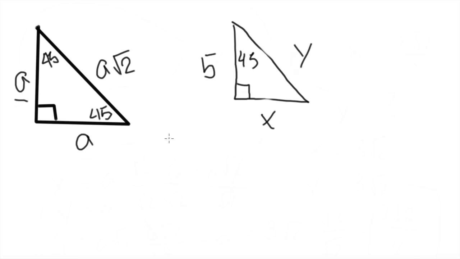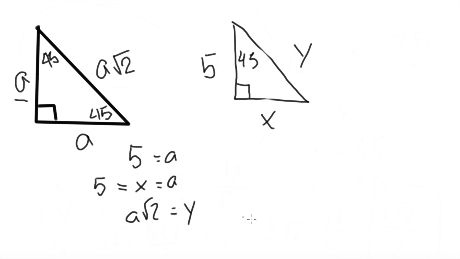We're going to start, like with every other one, set what we know is equal to each other equal. So 5 equals a, x equals a, and a root 2 equals y. This one we already have a solved for, so we can just plug that into the rest of our equations. So x is equal to 5 as well, and y is equal to 5 times the square root of 2. This has been learning how to solve 45-45-90 triangles.